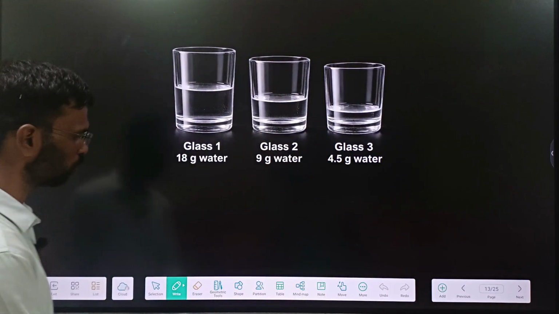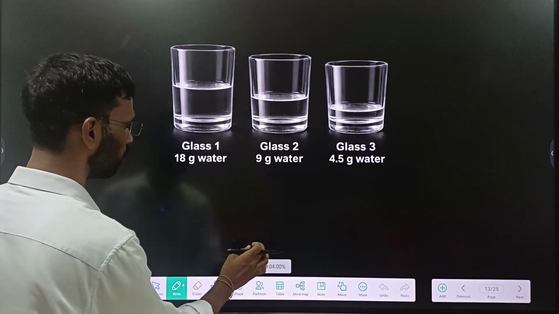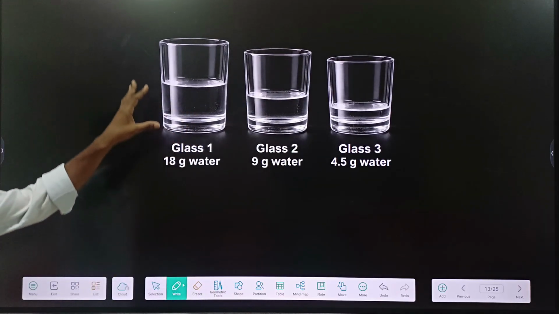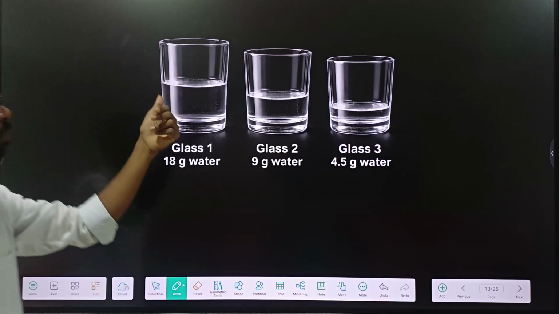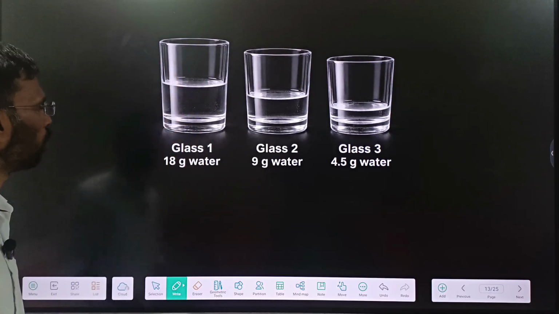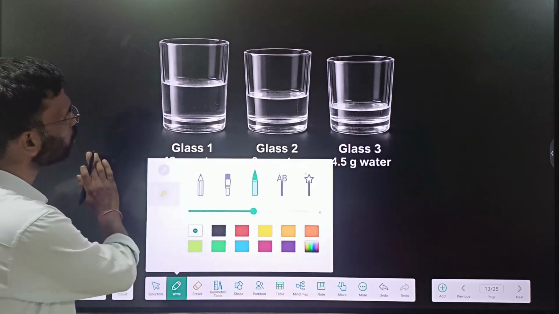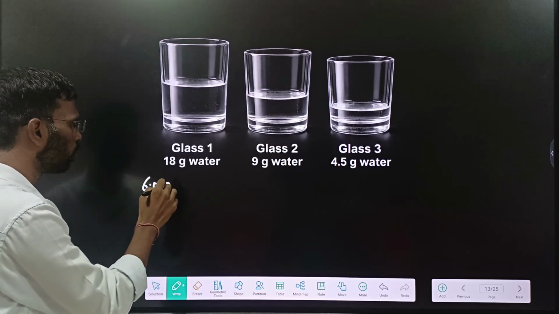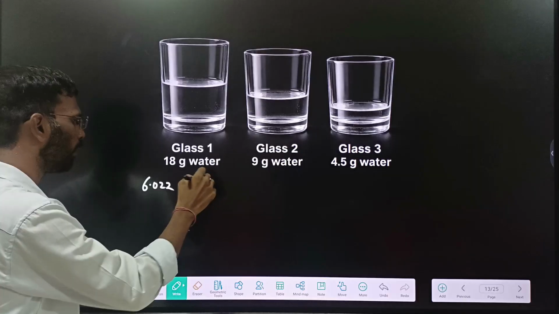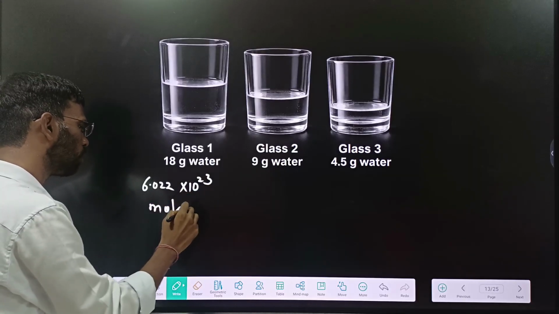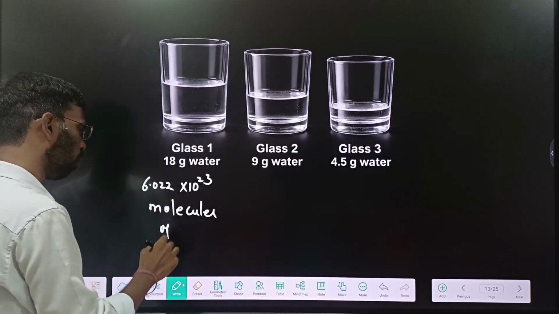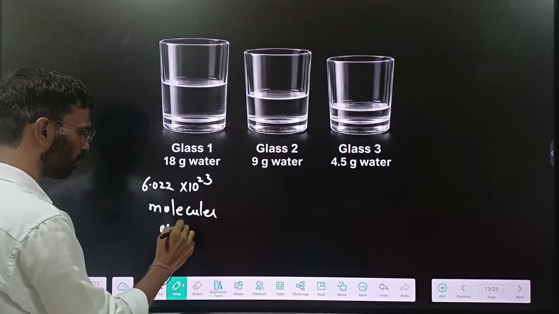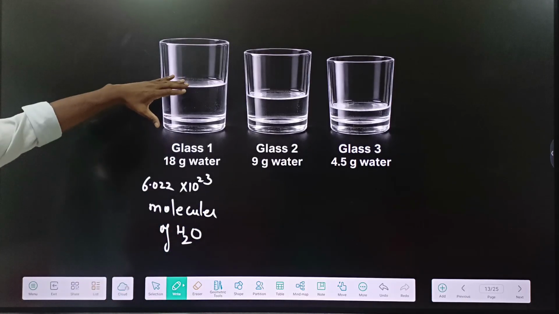You see over here I have shown some glasses of water. Okay. Here there is one glass in which there is 18 gram of water. I am talking about only weight of the water. So how many molecules will be there of the water over here? Here there will be 6.022 into 10 raised to 23 molecules of H2O in this glass of water.